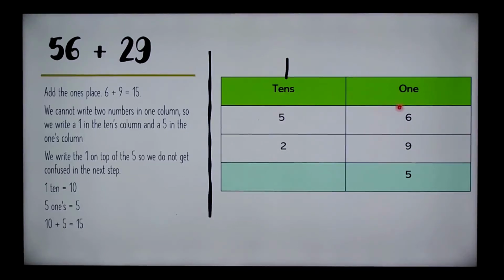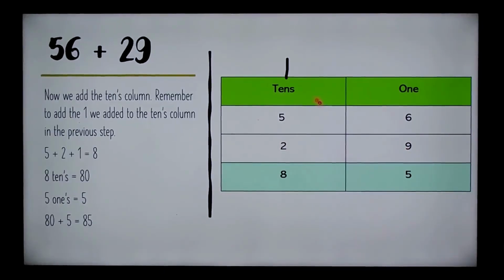So next thing we do is add up these two, the 6 and the 9, from the ones column. So 6 plus 9 is equal to 15. But we can't have two digit numbers in the ones column. So what we do, since we have 15, we take the tens from this 15, we have one of those. We take that and move it all the way over here, so it's with the tens column. And we leave that 5 here.